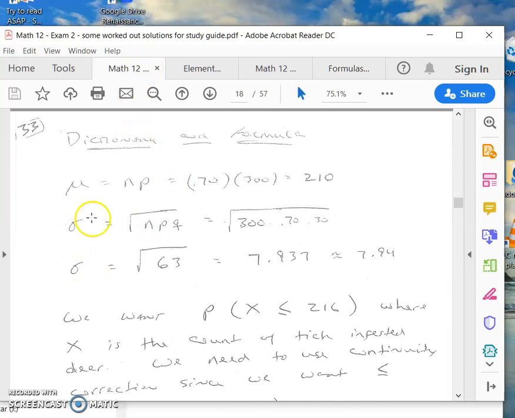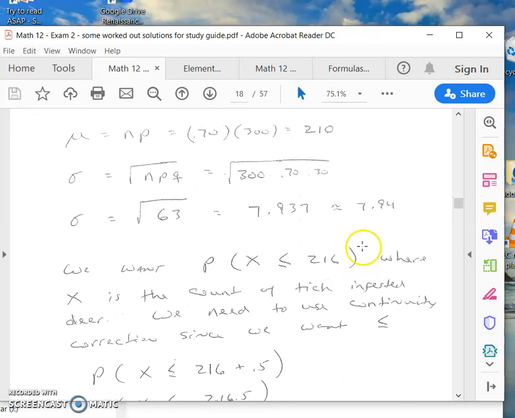Okay, so let's go back. Mu is NP. N is the number of deer that he's looking at. P is the probability of having the tick. So NP is 210. Sigma is the square root of NPQ. So multiply all of this out, and what do you get? You get 7.94. So we have mu of 210, sigma of 7.94, and that's what we need.